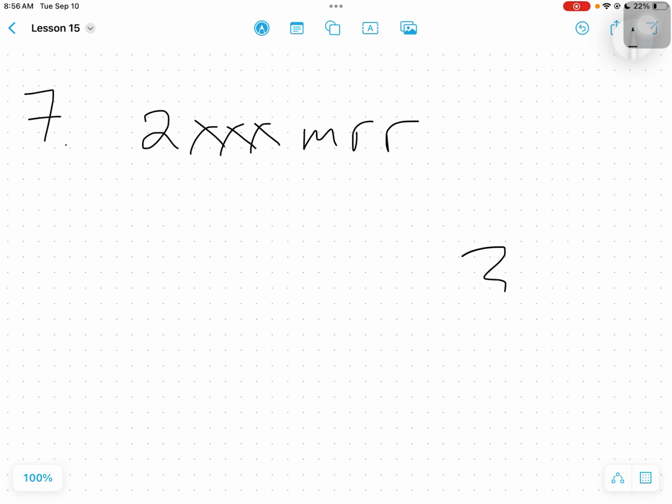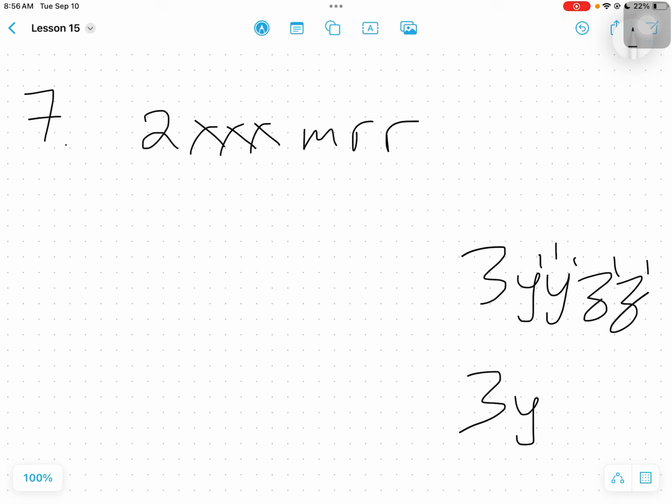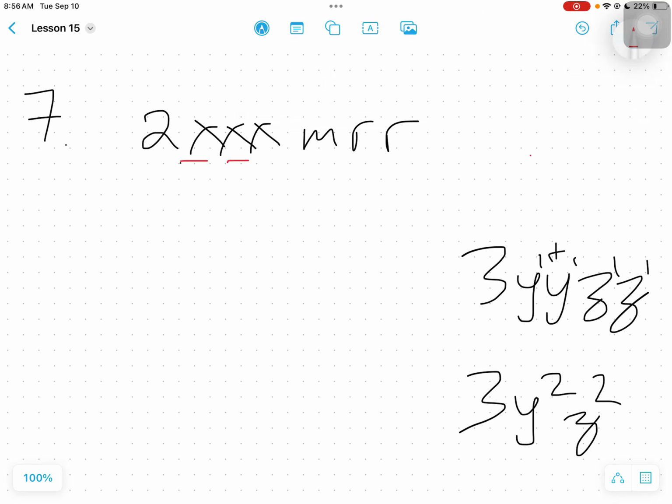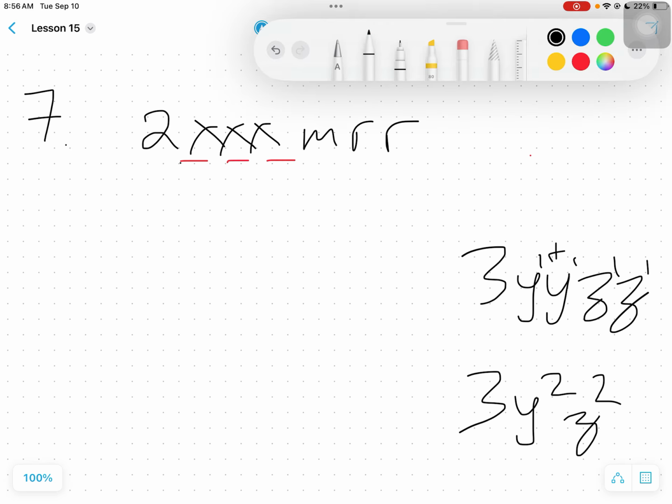All right. Number 7, express this with exponents: 2x, x, x, m, r, r. So I'll give you an example. Let's say 3y, y, z, z. So the constant stays the same, still 3. These all have an invisible exponent of one, so you would combine them by adding the exponents. So that's y squared and then z squared. So again, what you're doing is you're counting how many of the variable you have, and then that's going to be the exponent for that variable.